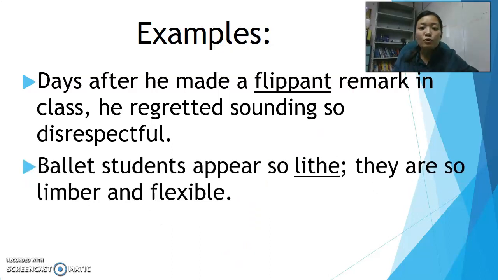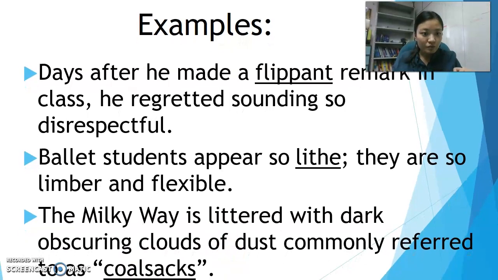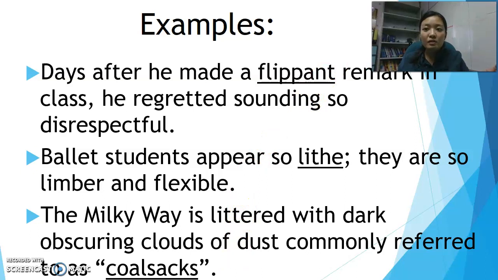Ballet students appear so lithe. They are so limber and flexible. So you can see in the second part of the sentence, they have actually elaborated on what lithe means. Limber and flexible. Okay, next one. Maybe you can see the bottom here. The Milky Way is littered with dark obscuring clouds of dust commonly referred to as coal sacks. So here you can guess coal sacks may mean dark obscuring clouds of dust because of the words referred to. So there's a link over there. Okay, get it? Alright, next one.